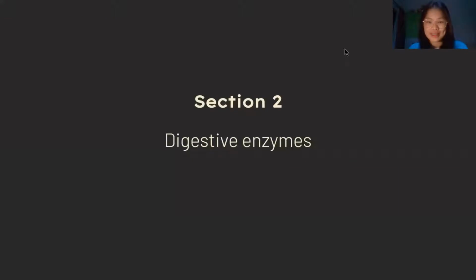So section 2 is the digestive enzymes. First of all, let us define enzymes. Enzymes are biological catalysts that speed up the rate of chemical reaction, in this case digestion, by lowering the activation energy. You must recognize the words catalyst, speeding up the rate of reaction, and activation energy from your chemistry classes.